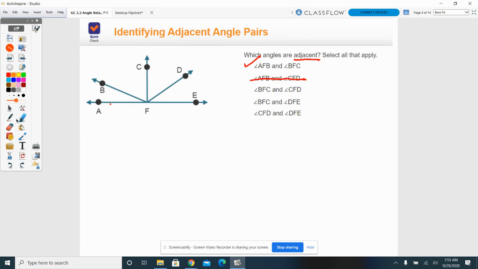Next, I have BFC and CFD. They shared a side, they shared a vertex. Are they adjacent? Yes. Now we have BFC and DFE. They shared a vertex, but not a side. Those are not adjacent. And the last one for us to check is CFD and DFE. Share a vertex, share a side, they are adjacent.